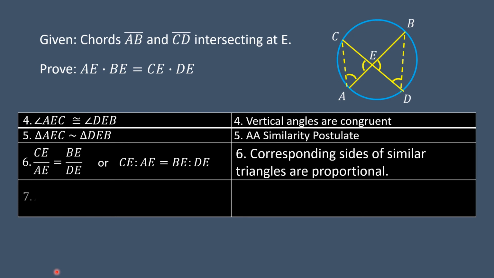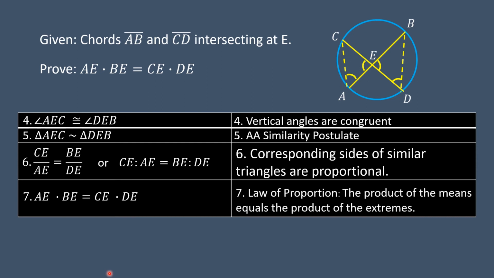For our next statement, we can write AE times BE is equal to CE times DE. The product of the means, AE and BE, is equal to the product of the extremes. The extremes are CE and DE. So the reason: law of proportion. The product of the means equals the product of the extremes.